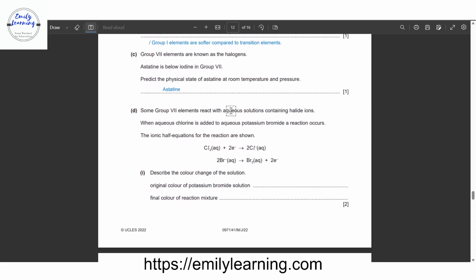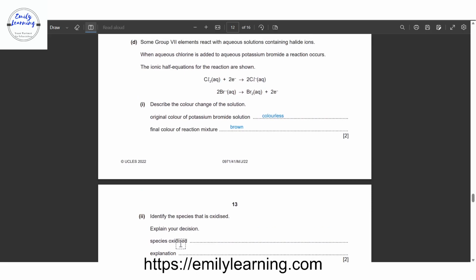Some group 7 elements react with aqueous solutions containing halide ions. When aqueous chlorine is added to potassium bromide, a reaction occurs and you are given the ionic equation. Describe the color change of the solution. The original potassium bromide solution is colorless. Initially you start off with chlorine, which is yellow, and potassium bromide, which is colorless. Then finally you have chloride solution, which is colorless, and bromine solution, which is reddish brown. So you can say that it's brown. Depending on its concentration, it can also be orange or yellow.